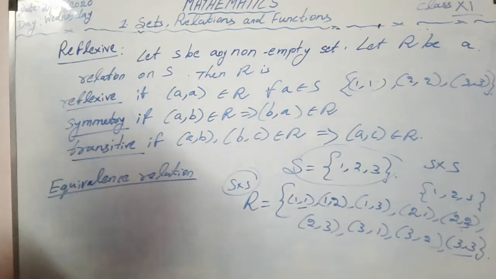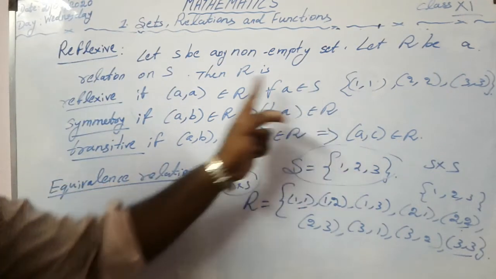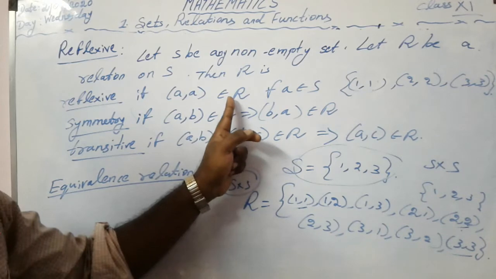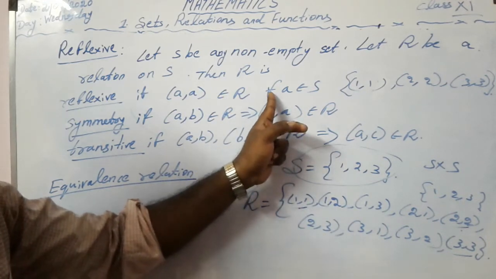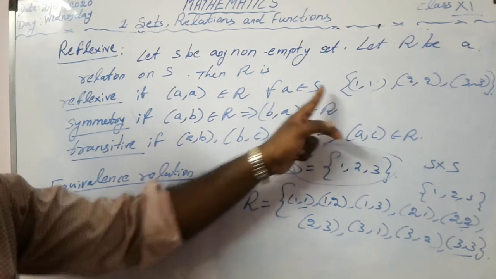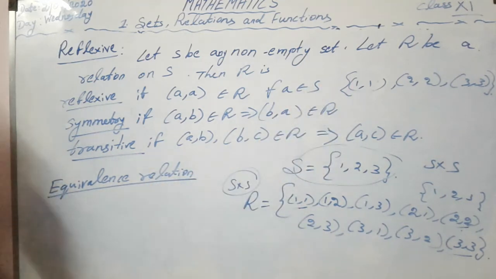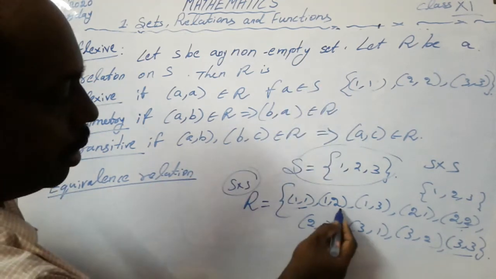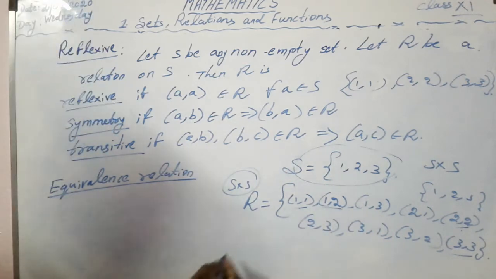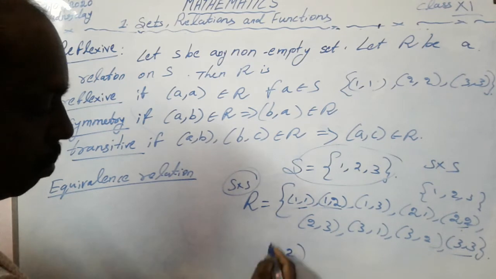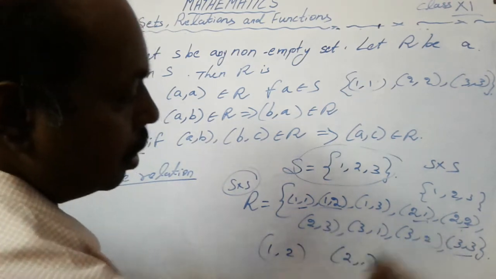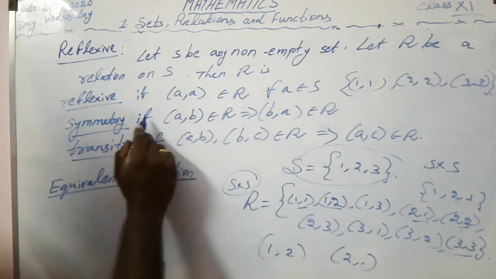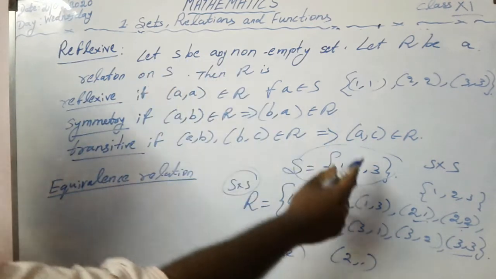This 1, 2, 3 belongs to S. (A, A) belongs to R for all A belongs to S. Then symmetry. If I am taking (1, 2), there must be (2, 1). (1, 2) means there must be (2, 1). Whether (2, 1) is there? Yes.